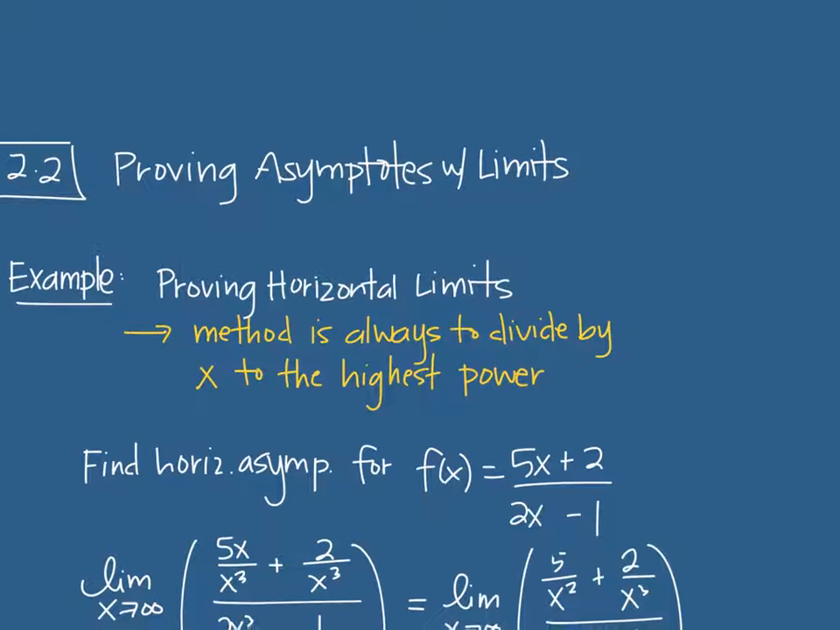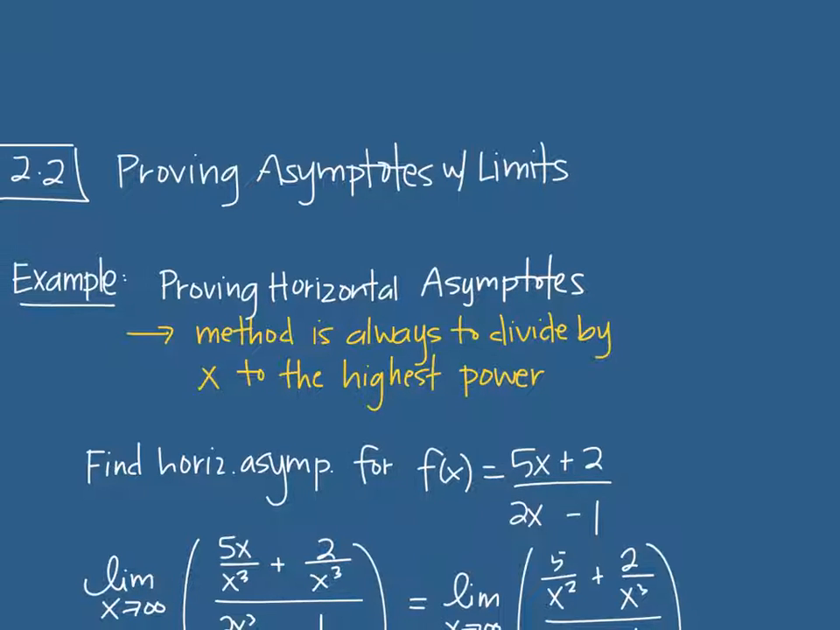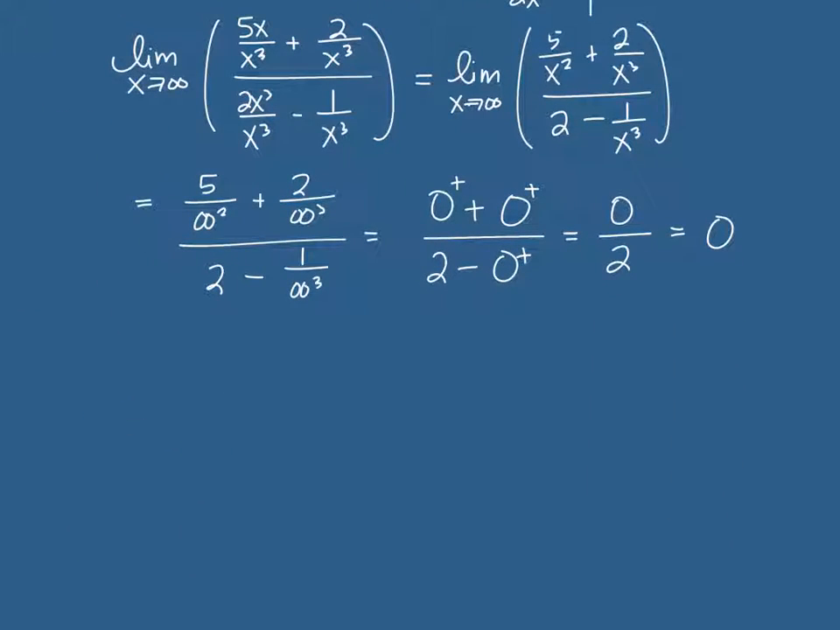Whoops. I didn't write that correctly, did I? Not proving horizontal limits. Proving horizontal asymptotes. Sorry about that. It just caught my eye and I thought, wait a minute, that was not right. Okay, so our second set of examples is proving vertical asymptotes.